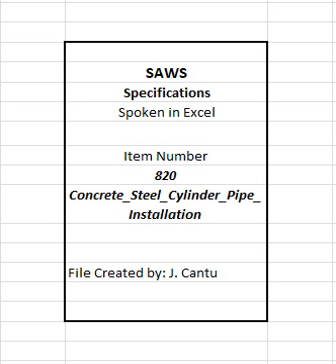820.7 Payment for concrete steel cylinder pipe AWWA C301 or AWWA C303 installed will be made at the unit price bid per linear foot of pipe of the various sizes installed by the open cut method. 1.